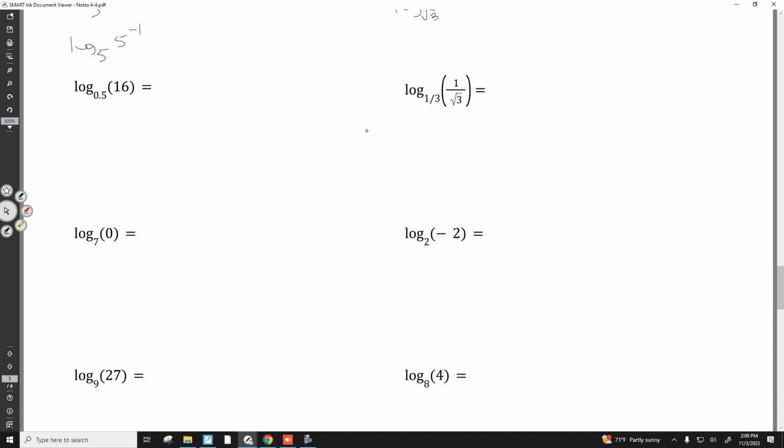We get to our next two, and we start with a half. I'm thinking about what power to a half gives me 16. Well, I know a half to the negative first makes it 2. I know 2 to the 4th is 16. So I need maybe a -4 there.